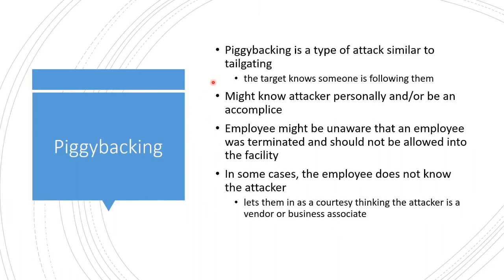Piggybacking is similar to tailgating, but in this case, the target knows that someone's behind them. They're holding the door open for you. Maybe they know the attacker personally, maybe they're an accomplice, or maybe they're unaware that this person was terminated this morning and should not be allowed in, or maybe they think they're a legitimate vendor or visitor. Often they don't know the attacker, but they think it's courteous because they think it's a business associate or a vendor, so they'll hold the door open for them.